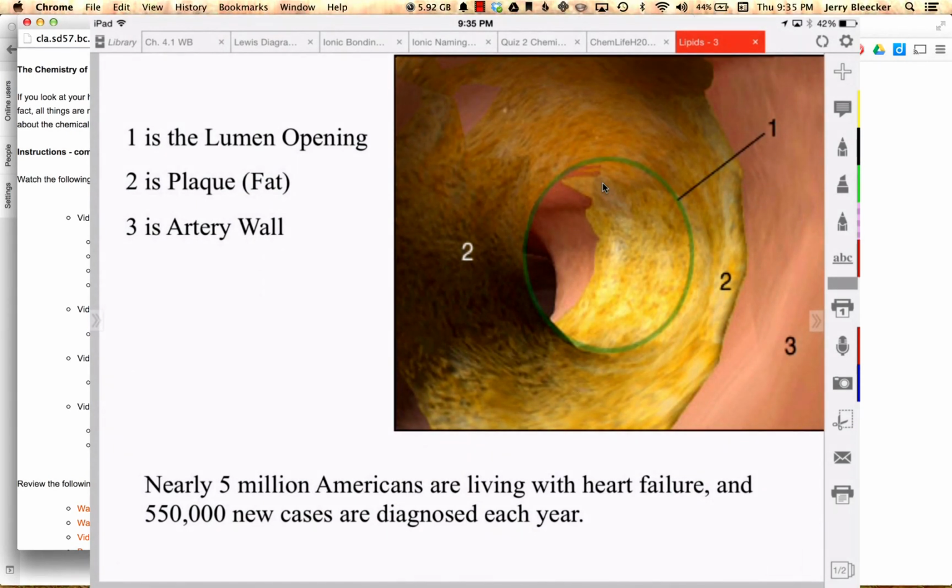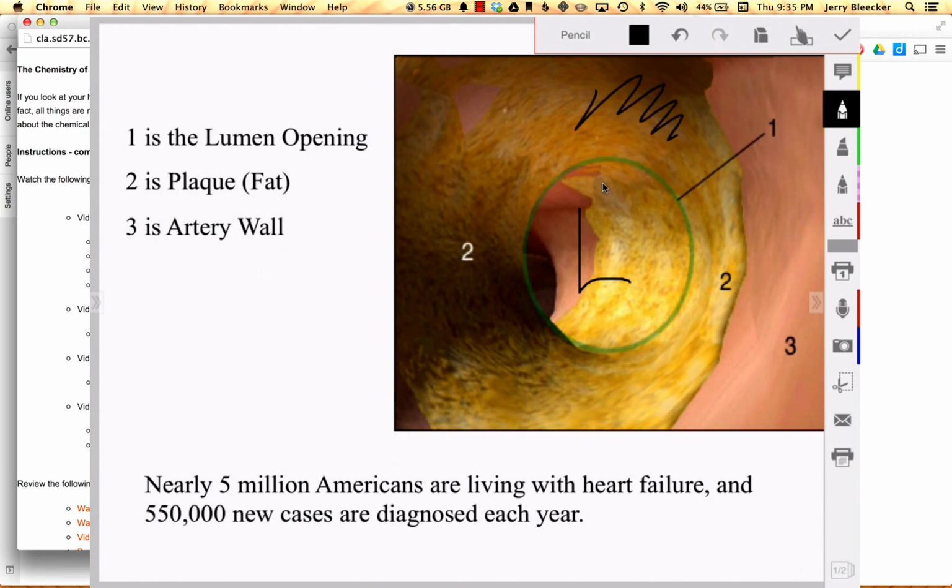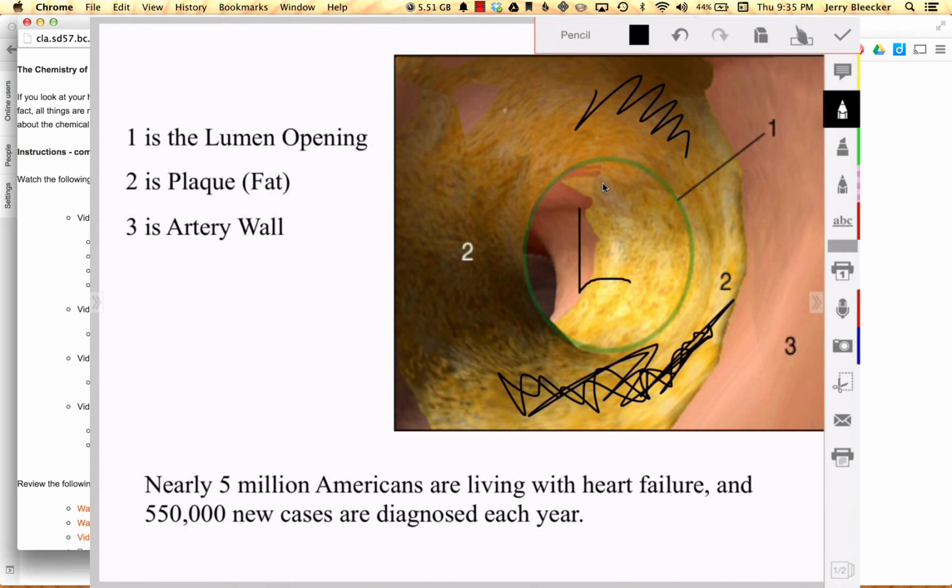So the lumen is this region right here, so I'll put an L. And it should be open up wide, but you've got all this schmutz on the outside right here, which is your cholesterol, and it's beginning to narrow the pipe.